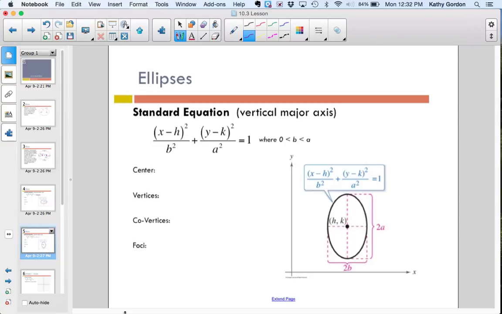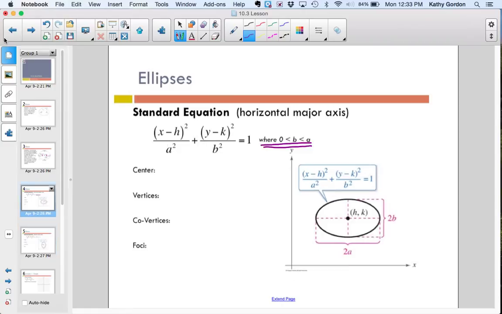So if we're under, y-axis is this way, right? So if the bigger one is under y, then we're talking vertical. If it's under x, x-axis is this way. So if your bigger number is under the x squared, then you're talking horizontal. So if the bigger one is under the x squared, that means that it's going to be wider than it is long.